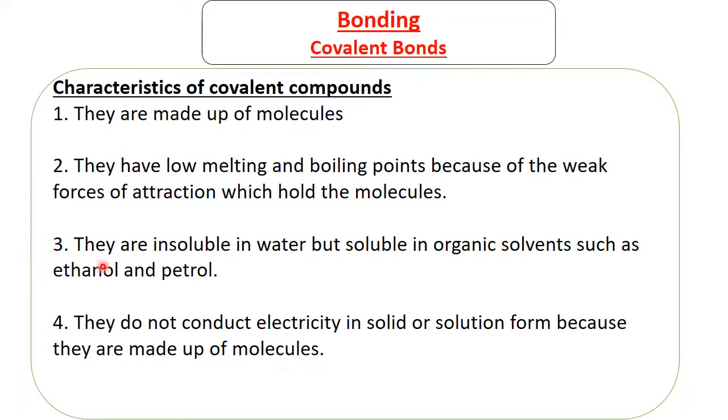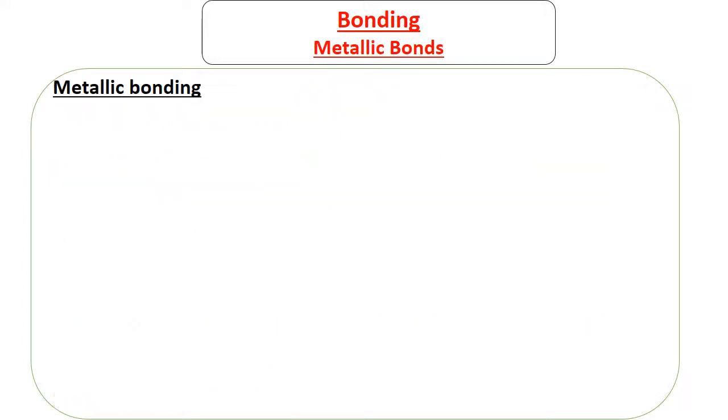4, they do not conduct electricity in solid or solution form because they are made up of molecules. Ionic compounds have ions which help in the conduction of electricity, but molecules do not conduct electricity. Therefore, covalent compounds do not conduct electricity. Finally, they are generally volatile, meaning that they easily evaporate.